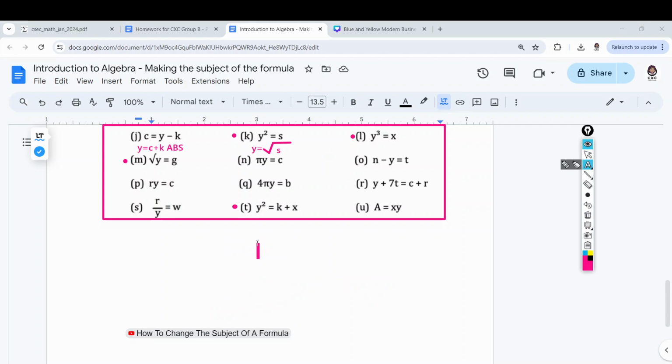It says y cubed, this time is cubed, is equal to x, right? So y cubed is equal to x. So this one is kind of different. So we're going to end up getting y is equal to the cube root.